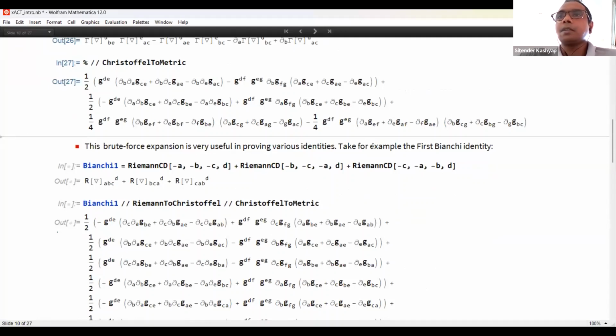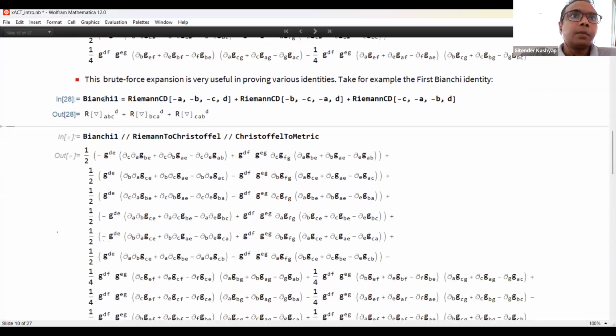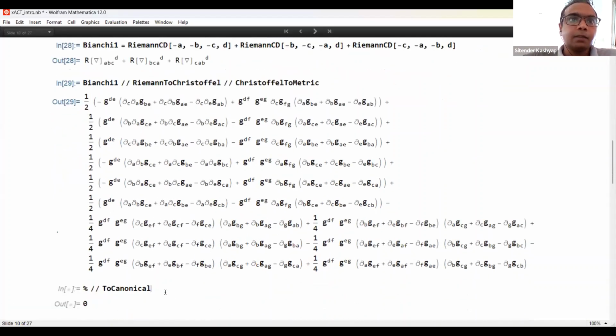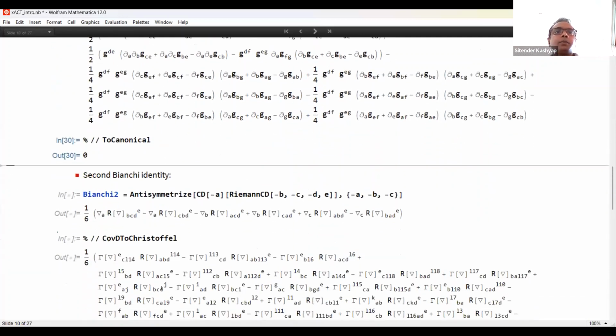Let's take the example of the first Bianchi identity and prove it. What it says is you take the Riemann tensor, cyclically permute the first 3 indices and add them up. This must be 0. Let's see how to do that. We will take this Bianchi one, first convert Riemann to Christoffel and Christoffel to metric. It already did that. And then we ask ToCanonical, and it adds all of them and it's 0. So you see the magic of this ToCanonical command. Now let's do the second Bianchi identity.